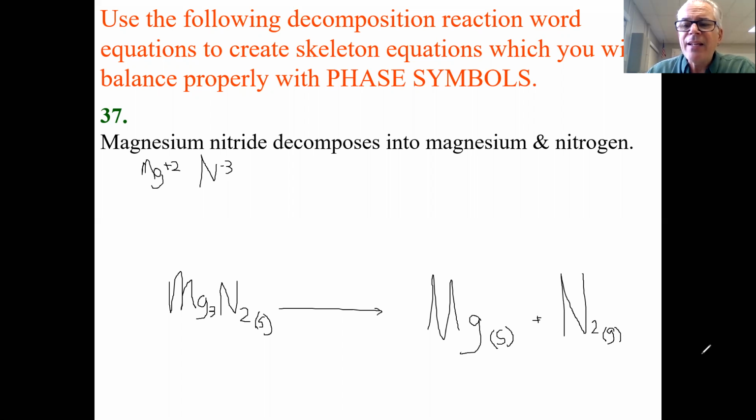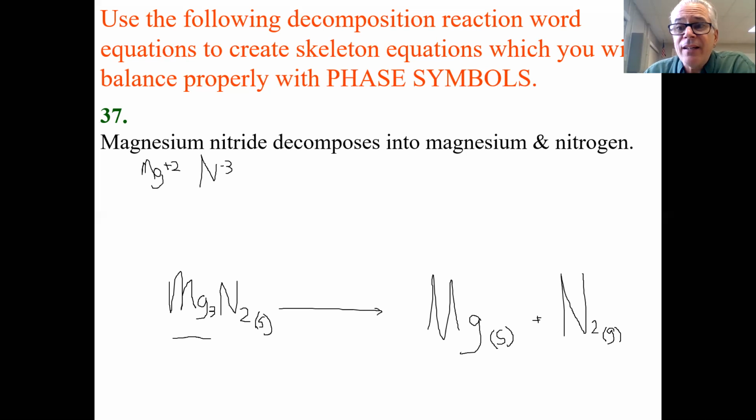Now, the phase symbols are important, right? Magnesium nitride is an ionic compound. They tend to be solids unless they're dissolved in water. Magnesium is a metal. It's clearly a solid. We're not doing this on the sun. We're doing it in the room. And nitrogen is a diatomic twin, and it's a gas.